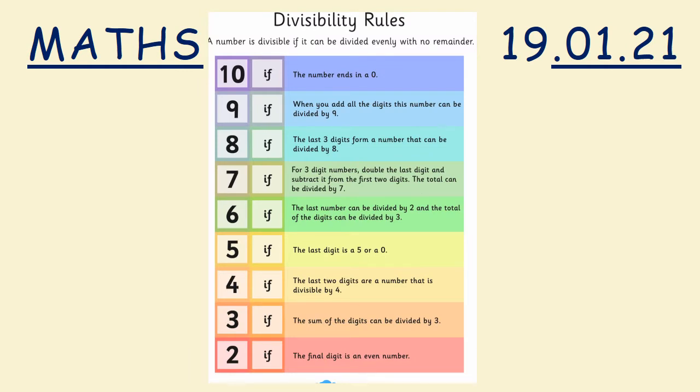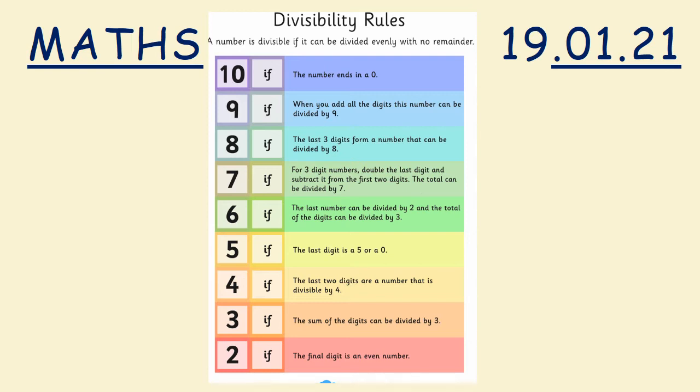Here are some divisibility rules to help you with today's work. A number is divisible if it can be divided evenly with no remainder. For 10, if the number ends in a 0, it is possible to divide the number by 10. For 9, when you add all the digits, the total can be divided by 9. For 8, the last 3 digits form a number that can be divided by 8.